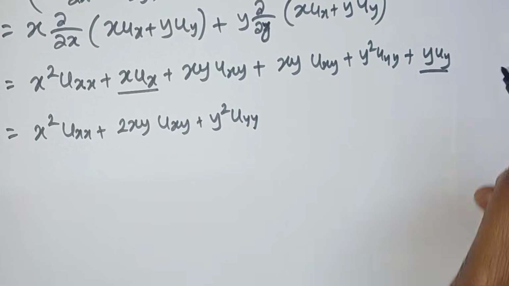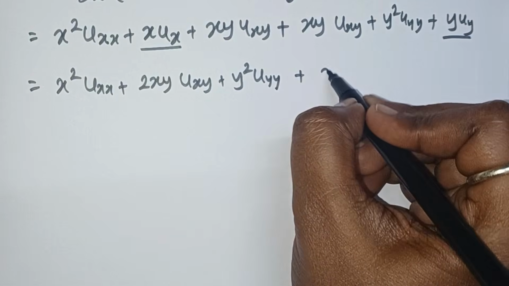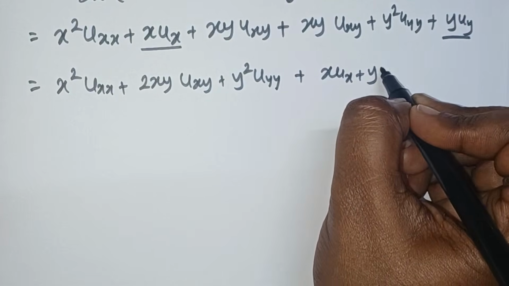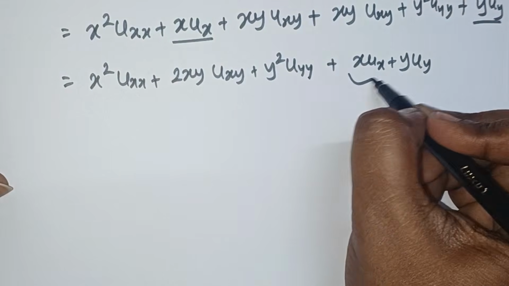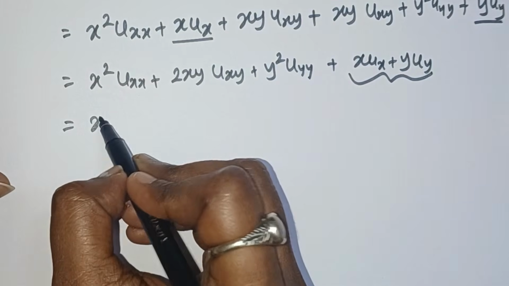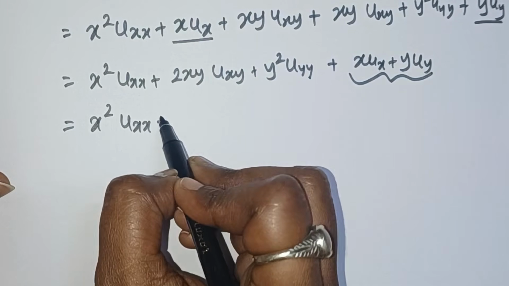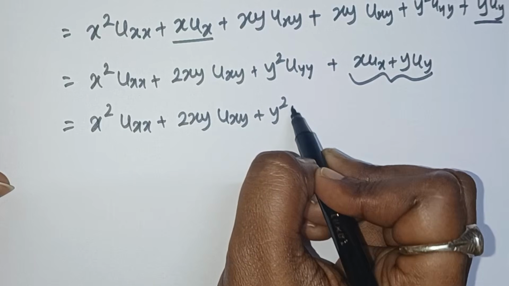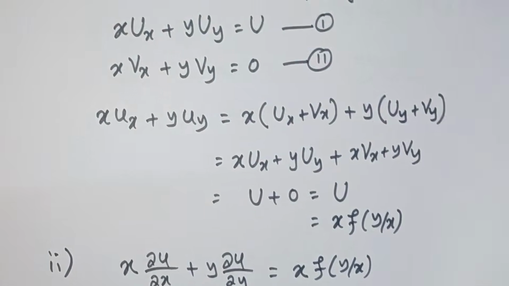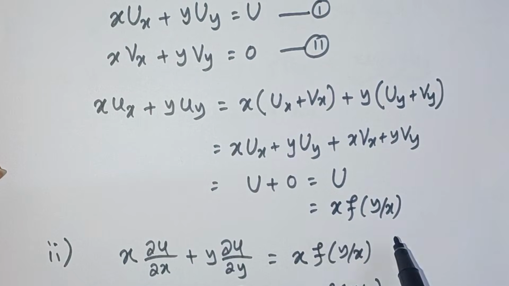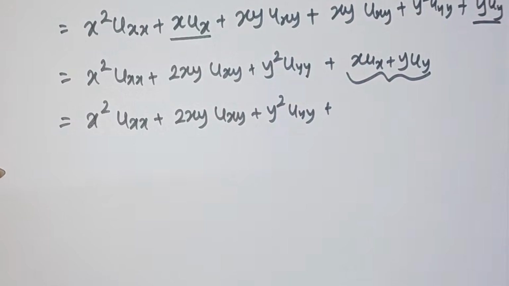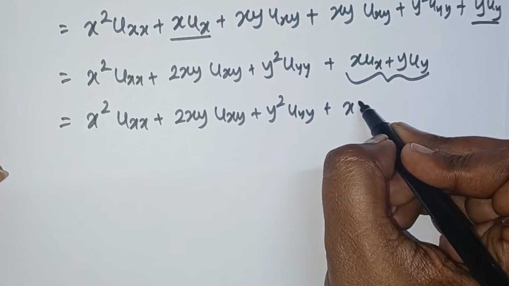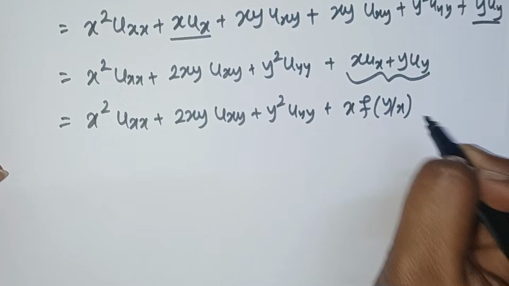Now write x square uxx plus 2xy uxy plus y square uyy, and write this x ux plus y uy together. Then we will use the previous Euler's theorem. So x ux plus y uy, hence we can use the previous equation number 1 in this case. So x square uxx plus 2xy uxy plus y square uyy, and using the first part we can write x f of y by x in this case.